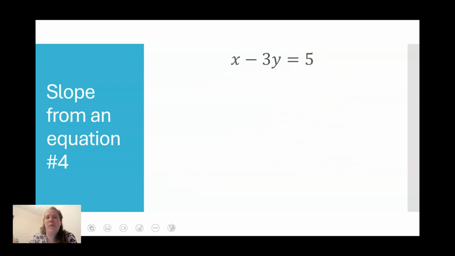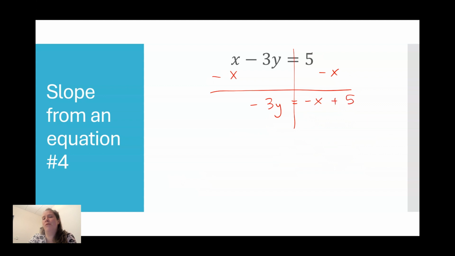Okay, getting y all by itself. Let's subtract this x to move it. We've got negative 3y equals negative x plus 5. I'm rearranging it in my head before I even did it. Sorry. Divide by negative 3, divide by negative 3. And what have we got here?